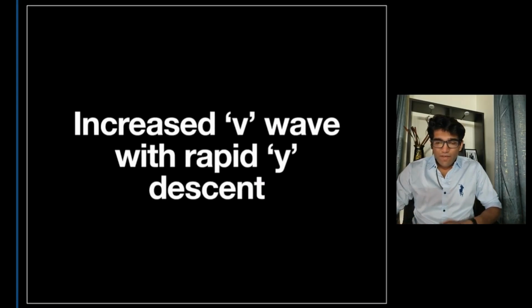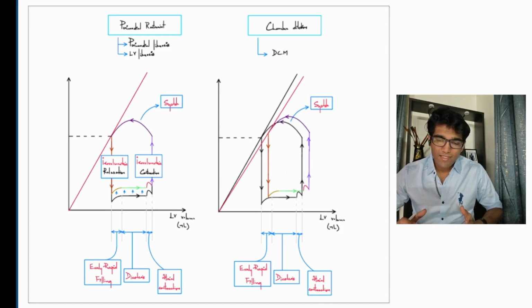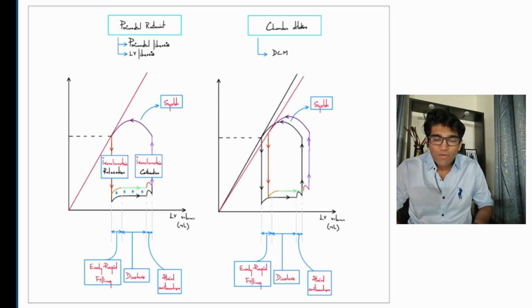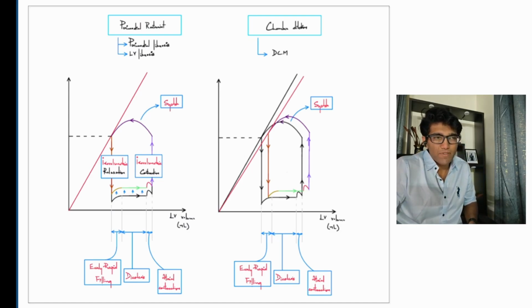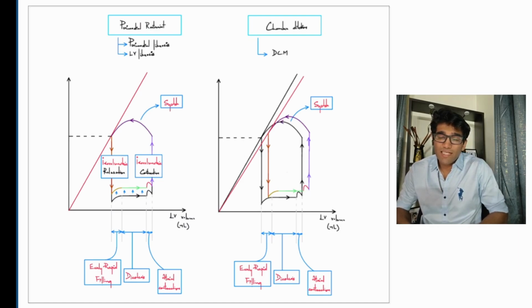Now, increased V waves with rapid Y descent. Why would this happen? This happens because diastolic filling occurs, but during diastolic filling, suddenly the pressures rise very fast. This doesn't happen during initial diastole, or even if it does, there is not that much of a problem. So diastolic filling is not significantly hampered, but there is an increase in the diastolic right ventricular pressure.